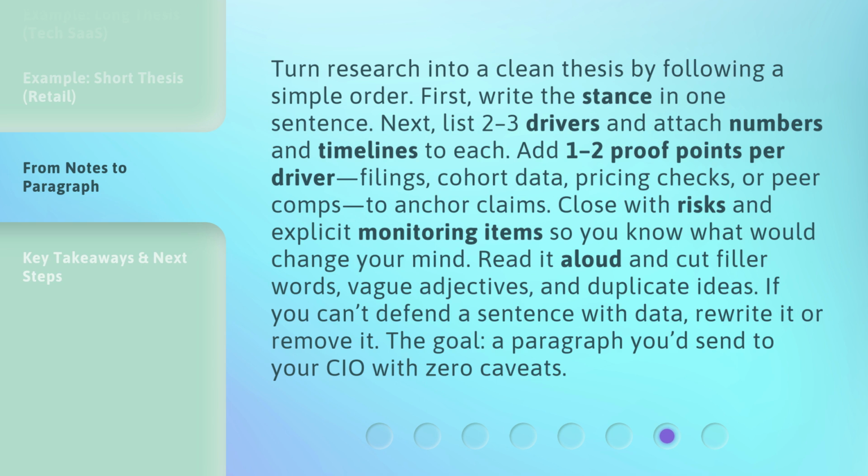Close with risks and explicit monitoring items so you know what would change your mind. Read it aloud and cut filler words, vague adjectives, and duplicate ideas. If you can't defend a sentence with data, rewrite it or remove it. The goal: a paragraph you'd send to your CIO with zero caveats.